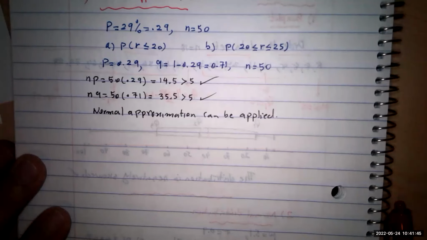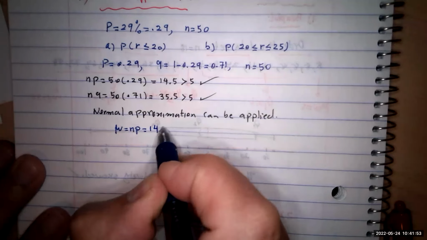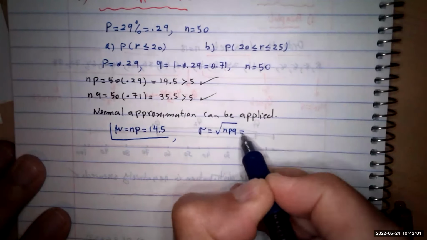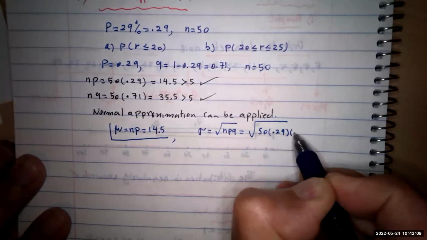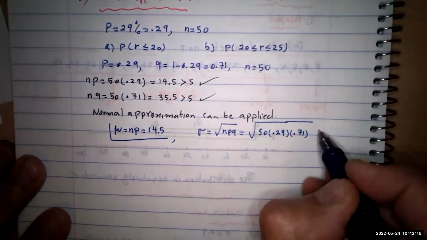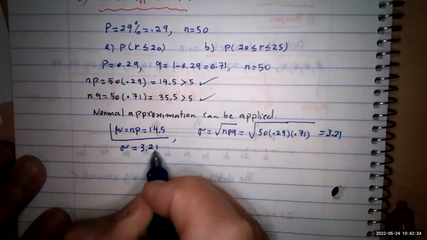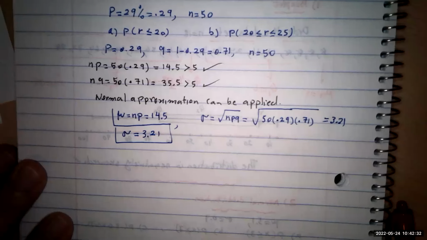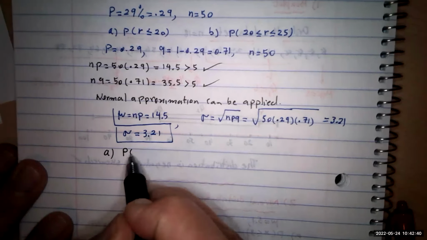Can be applied means you have to find the mu, which is N times P. We already got this number, 14.5. You have to find the sigma. Sigma is the square root of NPQ. N is 50, P is 0.29, and Q is 0.71. Carefully use your calculator to get this number, which is 3.21. So the sigma is going to be 3.21. From now on, you are in normal mode because you have the mean and the sigma. Now you bring the question. What's the question? Part one: the probability that R is less than or equal to 20.